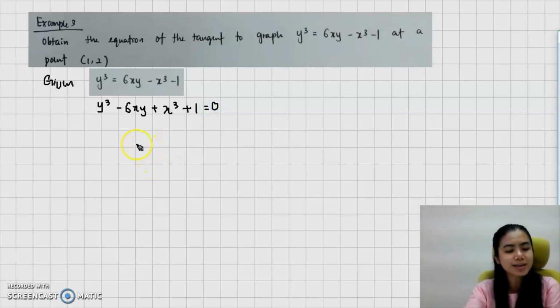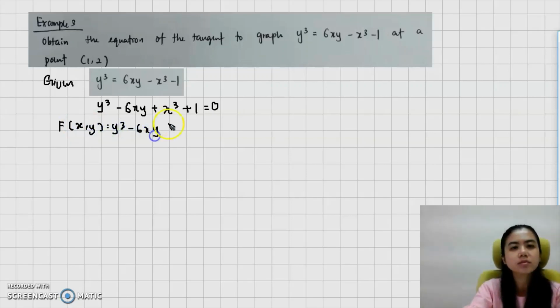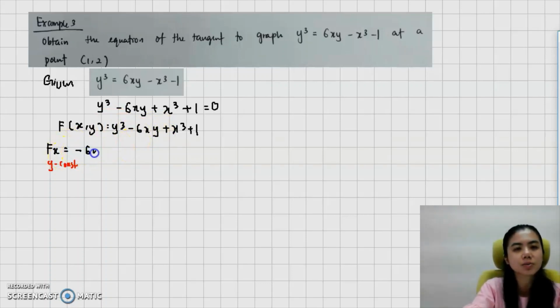Once you have that, the next thing is this is basically your function f. That function f only contains the variables x and y. I'm going to repeat the same process. You're going to find fx first. Fx means that you treat y as constant, so the constant is 0. You differentiate this and you have minus 6y, and differentiate this you have 3x squared. This constant is 0.